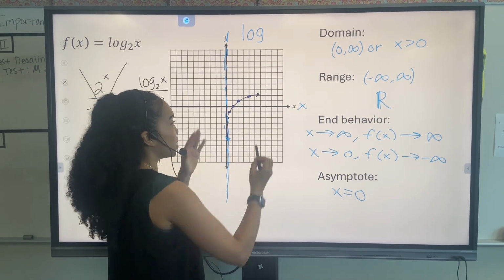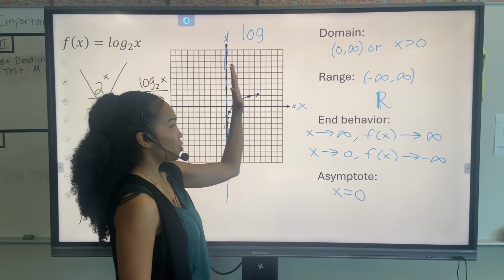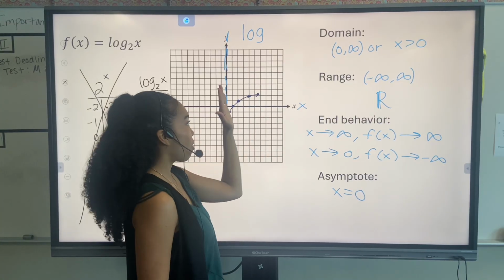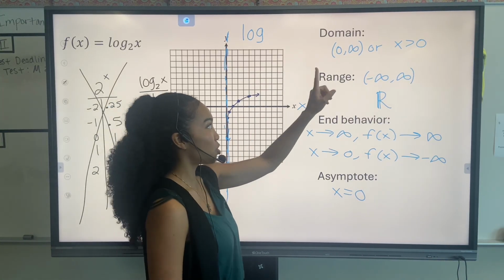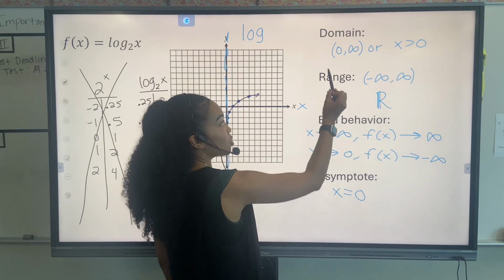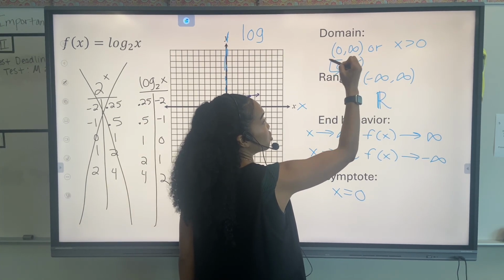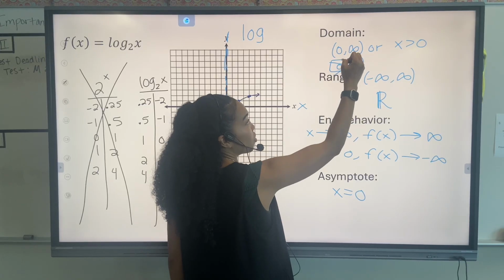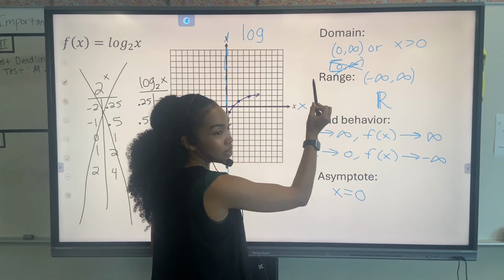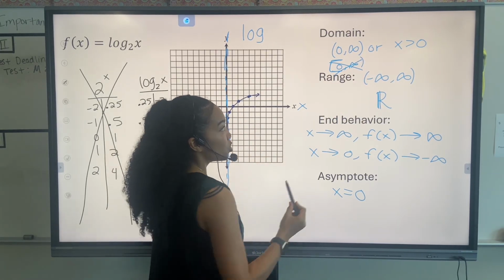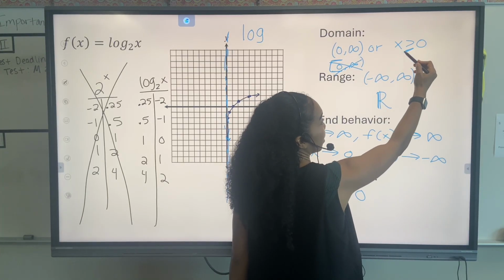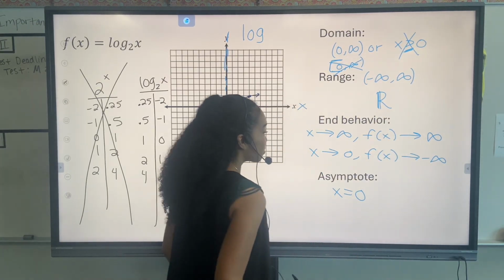Your domain, it's from the asymptote 0 to the right, infinity. All the x's are to the right of 0. So you can write it either way. Remember, it has to be a parenthesis. If you put a bracket, that is wrong because you cannot equal an asymptote. The bracket means you can equal that number, okay? We're not including the 0. So you will not have a line underneath. That would be wrong, okay?